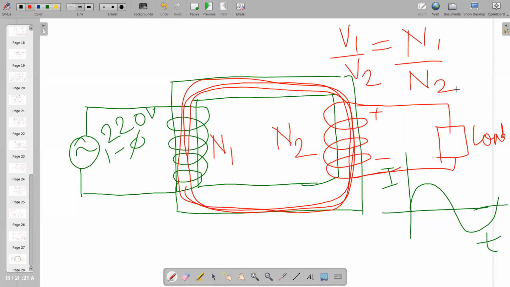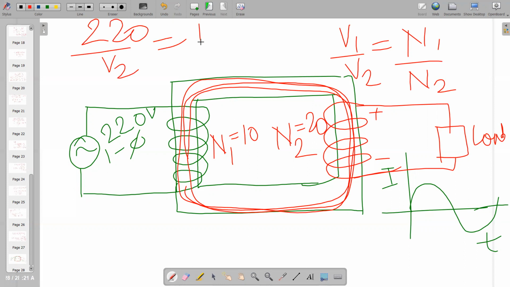So suppose N1 is equal to 10 and N2 is equal to 20. What will happen? V1 is 220. So 220 divided by V2 equals 10 by 20, so this is 1 by 2. This implies V2 is equal to 440 volts. So this is a step-up transformer.